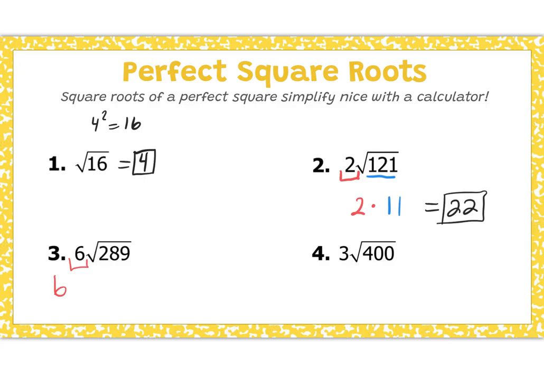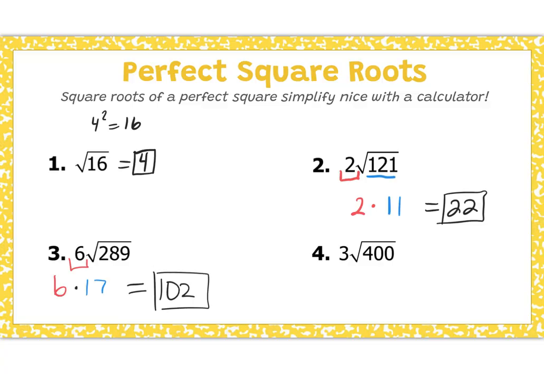This is not on my list of the first 12 perfect squares, so I don't know what it is based on my original list, but I could find it out using a calculator. If I were to continue going down the list, I would identify that the square root of 289 is 17, because 17 squared gives me 289. And then I can do this multiplication, which gives me 102.